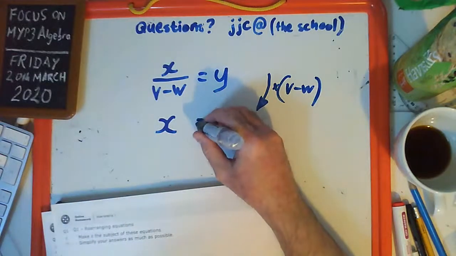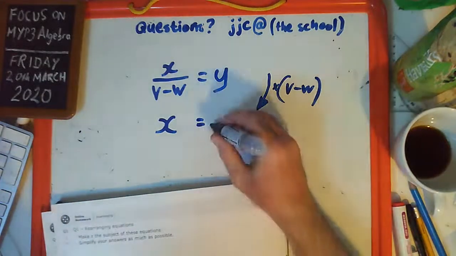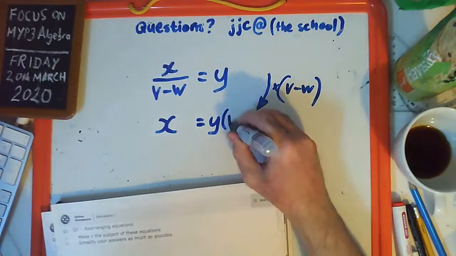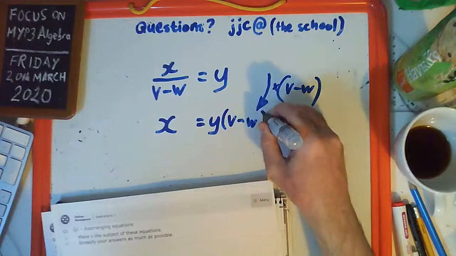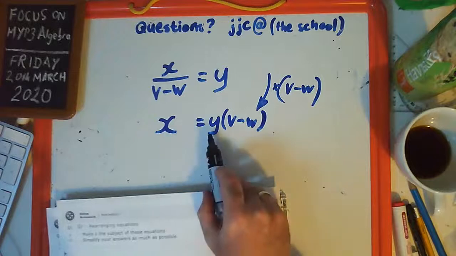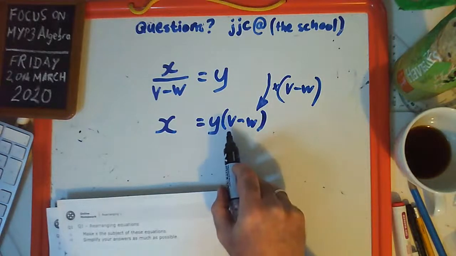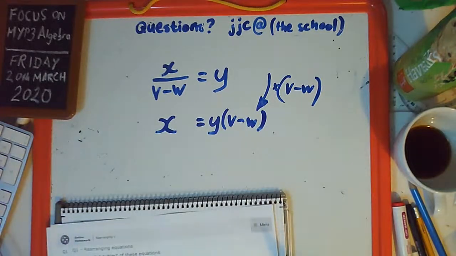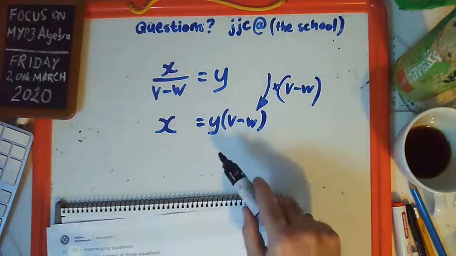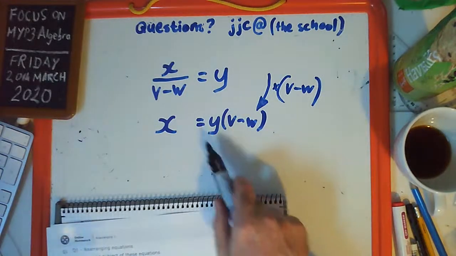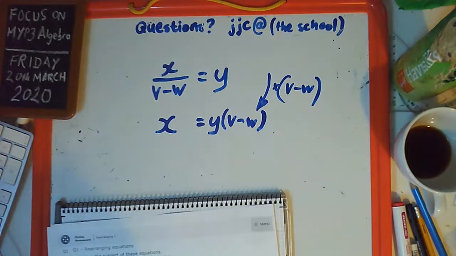But because an equation is like a balance, if I multiply the left by v minus w, I've also got to multiply the right by v minus w so that it still balances. So x is equal to y brackets v minus w. And we've just seen from the previous exercise about factorizing and multiplying out what that means. It means y times everything in the bracket. Okay, that's that one.